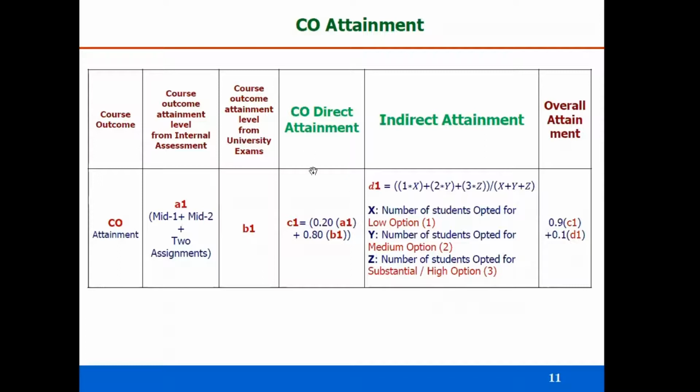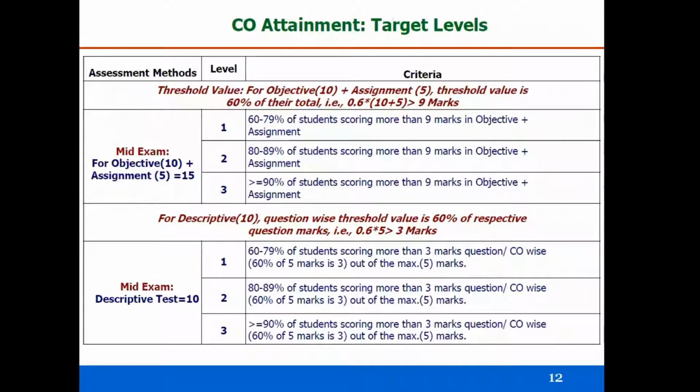Okay, now coming to CO direct attainment. For CO direct attainment, first let us fix the target levels. In our previous session, we discussed how we have to set the target levels for a theory course. For the theory course, the attainment levels need to be set as per the threshold value. What we discussed in our previous session was as a sample. For the threshold value, here we have taken 60%.